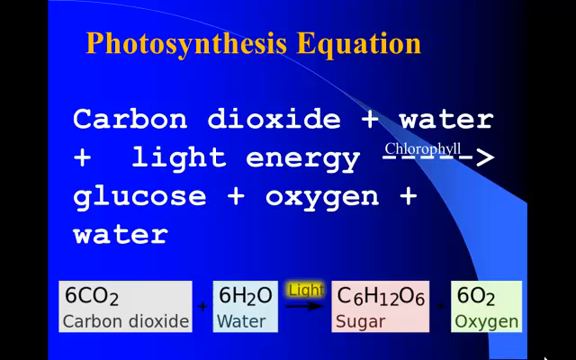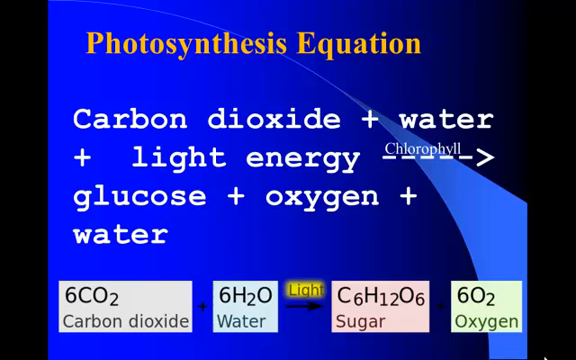Now, you need to know the equation. So just like you need to know the equation of cellular respiration, you need to know the equation of photosynthesis. And the primary thing is to learn what are the ingredients needed, which go on the left side of the arrow, and there are three: carbon dioxide, water, and light energy.